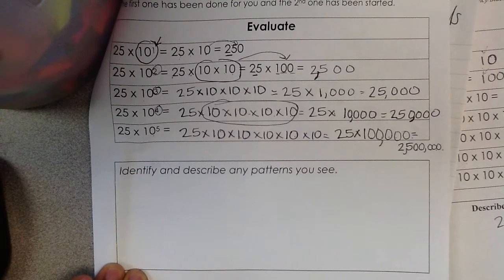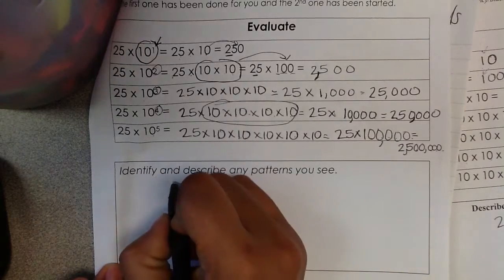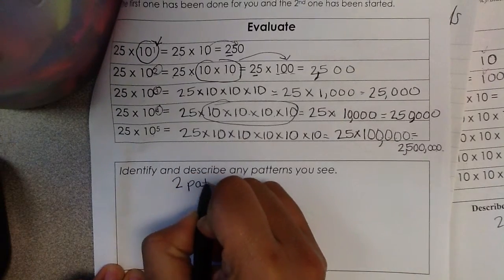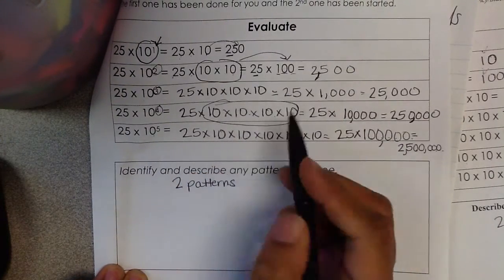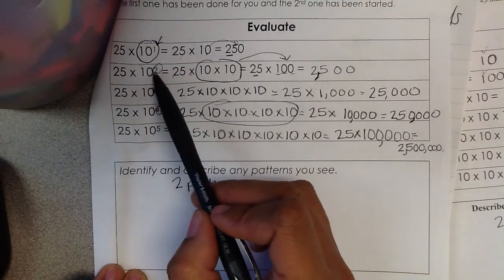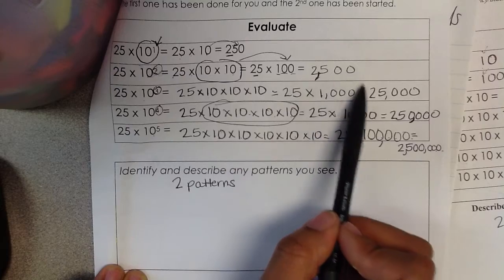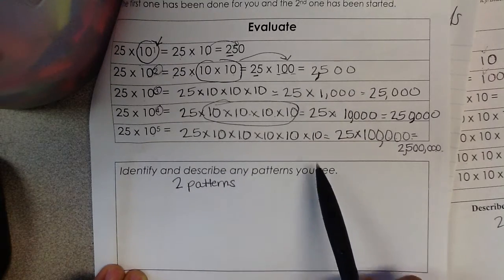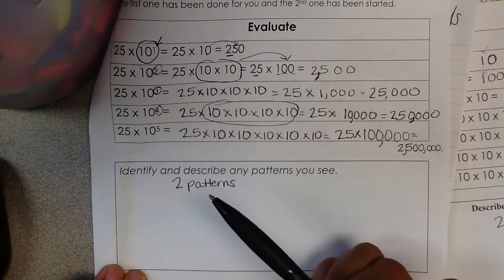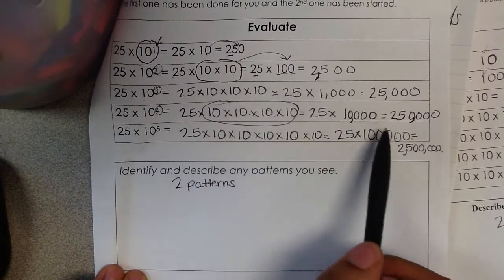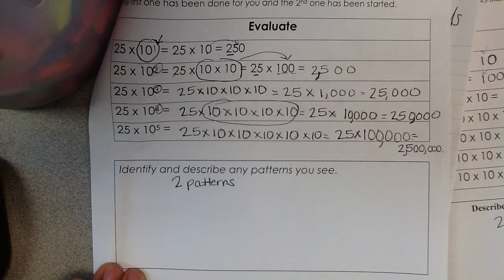Okay? I want you to study over that and come up with at least 2 patterns you noticed on this chart. What patterns do you notice as we increase the powers of 10 that we're multiplying by? What happens to our products? Okay? As the powers of 10s we're multiplying by increase, what happens with our products? I want you to think on what that actually means. Okay? You can pause the video to do that.